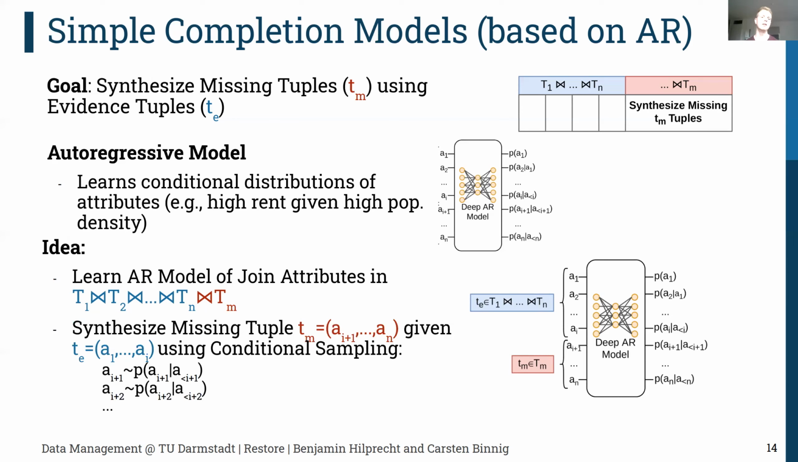And now the idea is that we synthesize the missing tuple given the evidence tuple using conditional sampling. So we first sample the next attribute of the tuple given the distribution of the previous attributes. And then we sample the second next attribute given all the previous attributes as evidence, and so on. And this allows us to synthesize a complete missing tuple of this incomplete table. So for instance, an apartments tuple given a neighborhood.